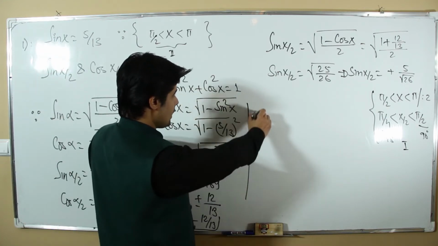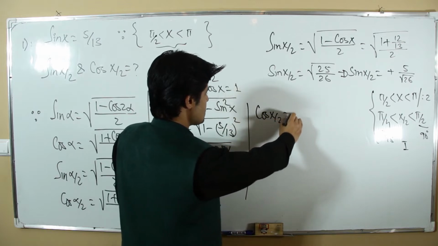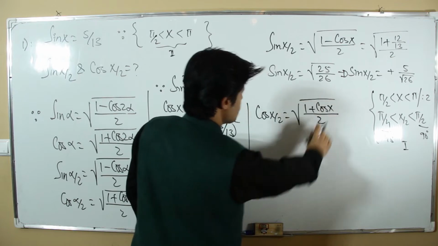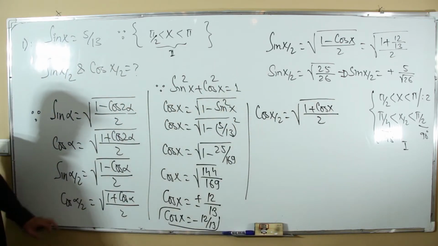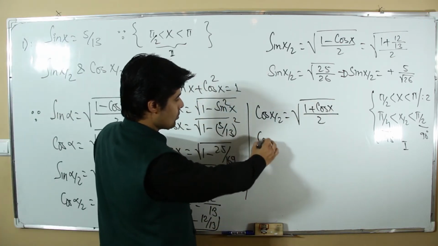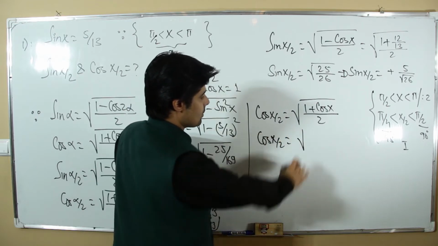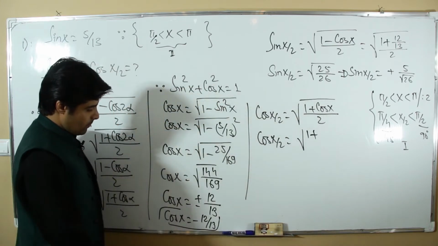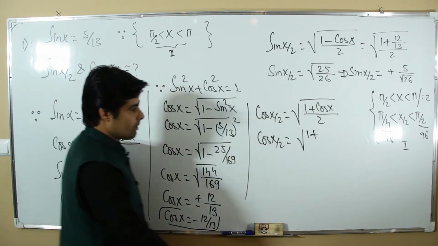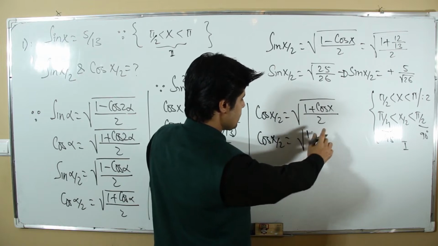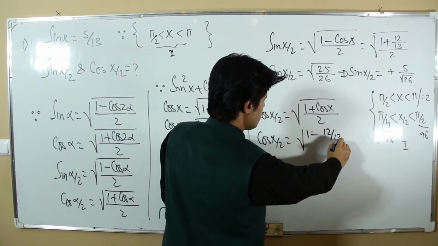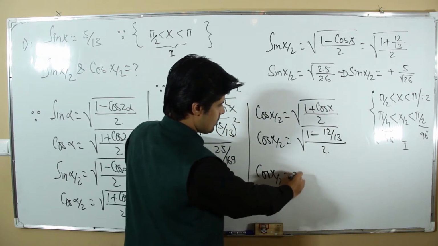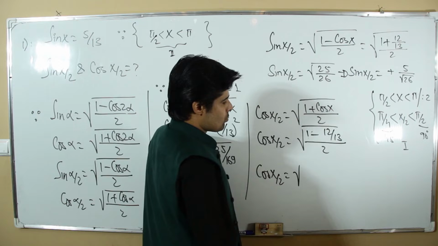Now what is cosine? Cosine of x by 2 is equal to root of 1 plus cosine of x divided by 2, according to this formula. Yes. Now we have cosine of x by 2 is equal to, am I right or not? Yes, root of 1 plus, instead of cosine x, negative 12 by 13, divided by 2. Now you have cosine of x by 2 is root of 13 minus 12, which is 1, over 26.